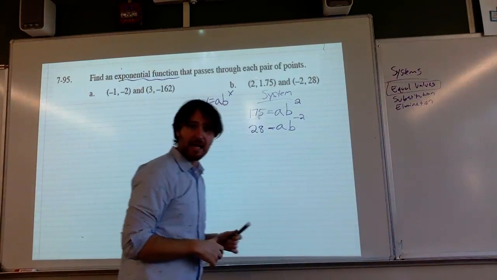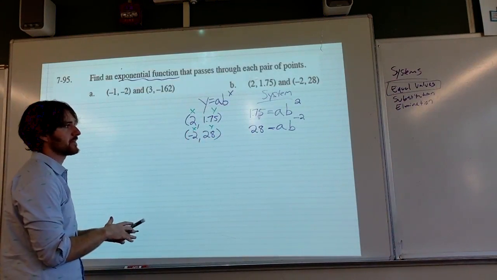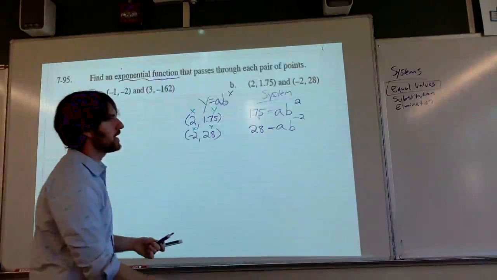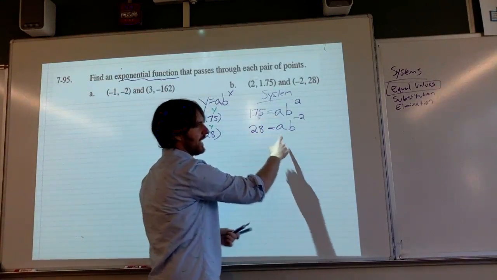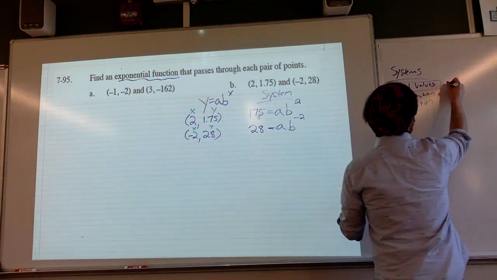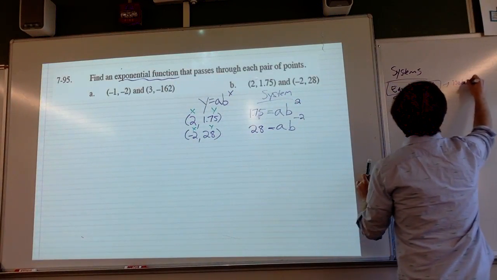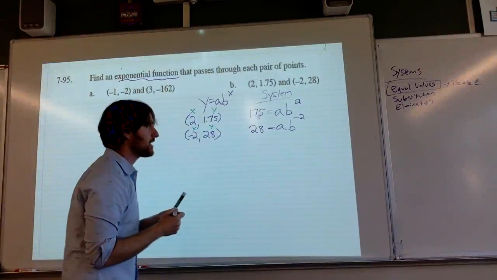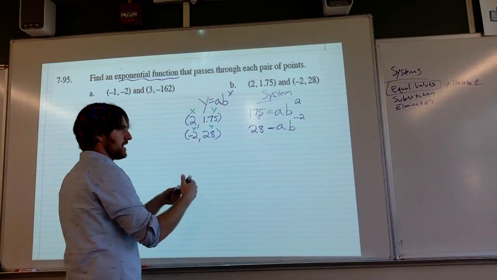Because that's the way the textbook recommended you solve a problem like this. The way to do this is the equal values method. Step number 1, I want to isolate a on both equations, because once I figure out what a equals, let's do that on this one.